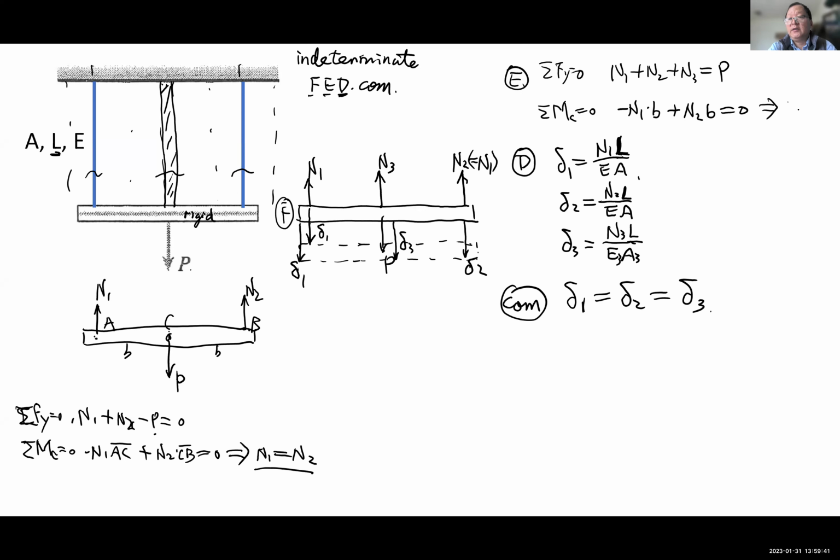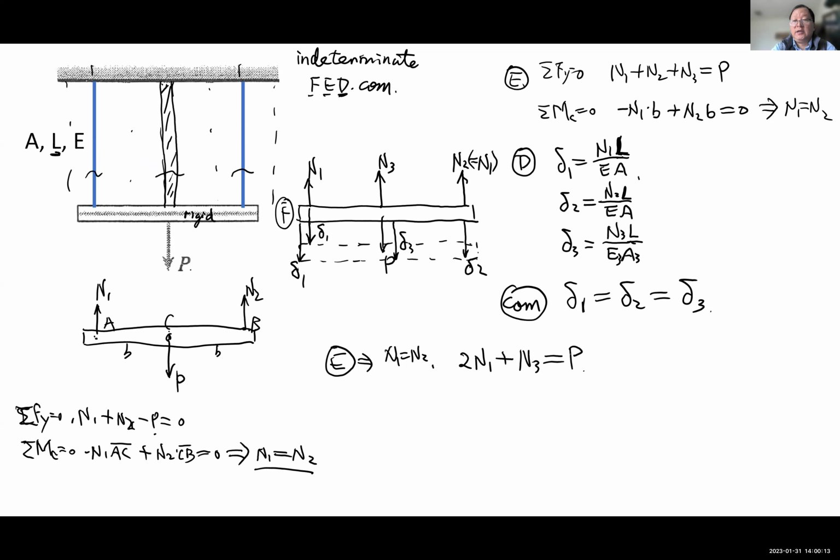So basically N1 equals N2, right? Okay, so the equation of equilibrium, we solve it, we can simplify it. So N1 equals N2. Therefore, take it into the first equation. So we have 2N1 plus N3 equals 2P. So we have only two unknown forces, N1 and N3, because N2 is the same as N1.